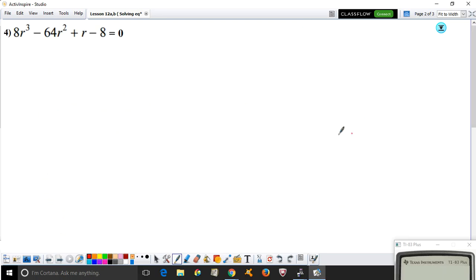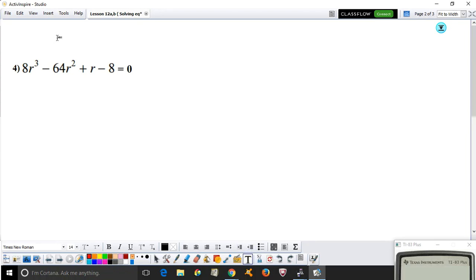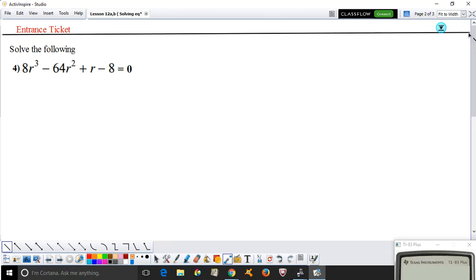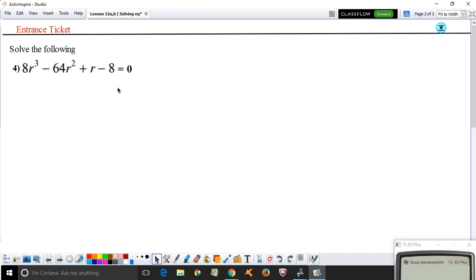Here's your entrance ticket. Oh, I guess I forgot to write this out. So here's your entrance ticket. Basically, all I'm asking you is just to solve. So entrance ticket, let's put a frame here. Try to solve the following equation just like we did on the previous example. The method that you're going to be using here is factor by grouping.